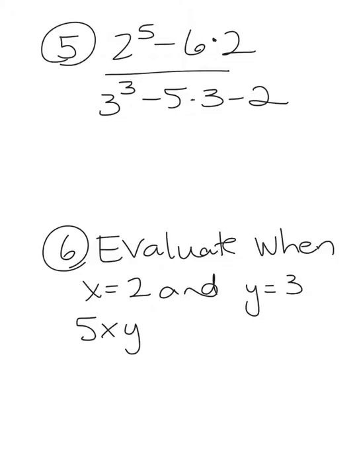In number 5, I have a fraction bar, so that means I have a numerator and a denominator, so I'm going to clean those up separately. I'm going to simplify those, and then at the end I will simplify my entire fraction. So if I'm first looking at my numerator, I don't have any grouping symbols, so I'll worry about my exponents first. 2 to the 5th is 32. And now I can worry about multiplication. So I have 6 times 2 gives me 12.